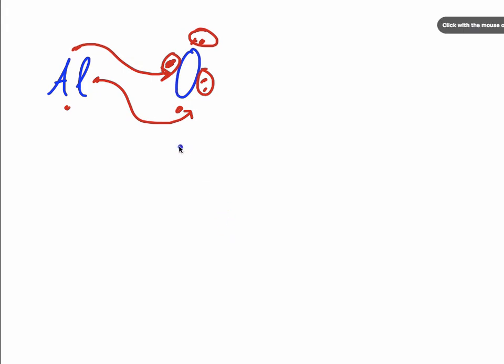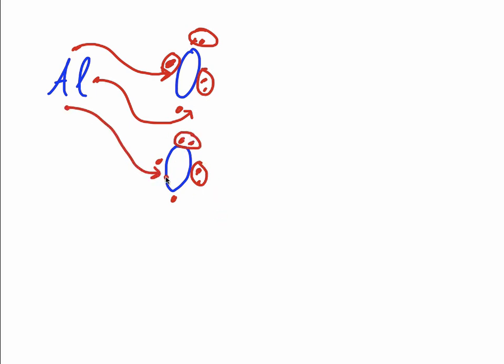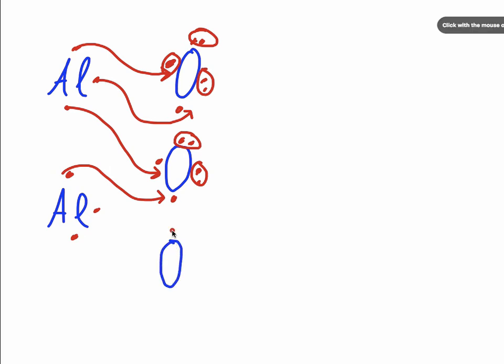So let's go ahead and bring in another oxygen. 1, 2, 3, 4, 5, 6. Happy? Okay, so now this one has a place to go. But now the oxygen's not satisfied. So let's bring in another aluminum. 1, 2, 3. Okay, now the oxygen's happy, but the aluminum's not happy. So let's bring in another oxygen. Here we go. Let's do this. 1, 2, 3, 4, 5, 6. Oh my gosh, everybody's satisfied now.